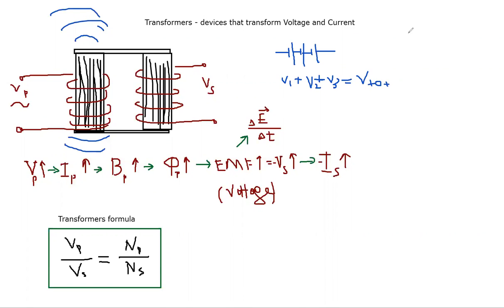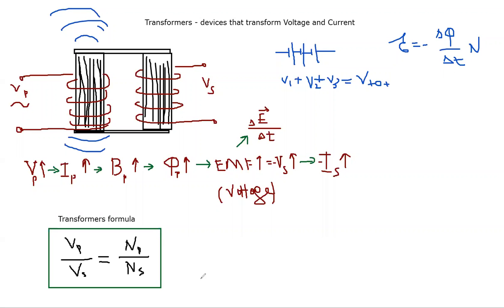And that's why in the EMF formula, you have, obviously, delta phi over delta T, and then you have the N here. So each coil produces its own voltage, and then since all coils are connected in series, you get increased voltage. So if you have 500 turns, that's going to be 500 times the voltage on a single turn.